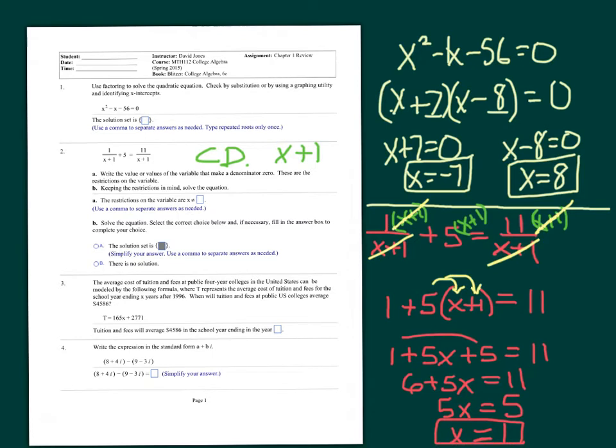And anytime you have fractions with variables in the denominator, like we do here, x plus 1, we're going to have a restriction, something that x can't be. So x cannot be, in this case, -1. If x is -1, we've got a denominator of 0 and therefore an undefined equation, and we can't have that. So as long as our answer is not -1, and it's not, we're okay.